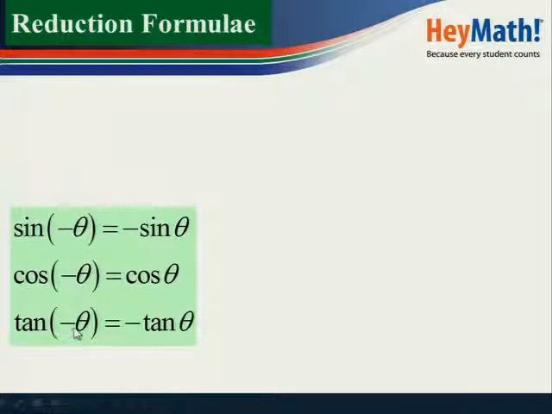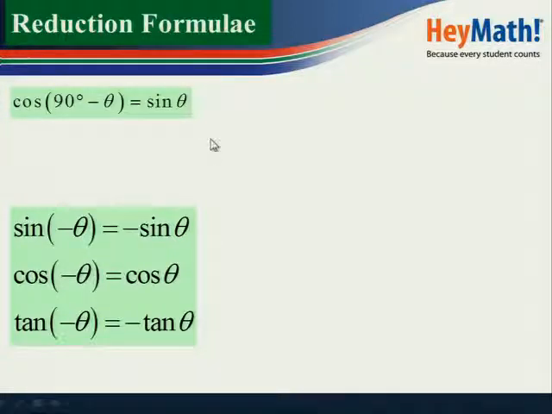In the fourth quadrant again, negative theta represents an angle in the fourth quadrant. So in the fourth quadrant, tangent is negative. That's why we've got negative tan theta. That's how we reduce negative angles to positive acute angles. Remember, in reduction formulae, we reduce compound angles to acute. Even here, we also reduce the negative angles to positive acute angles.